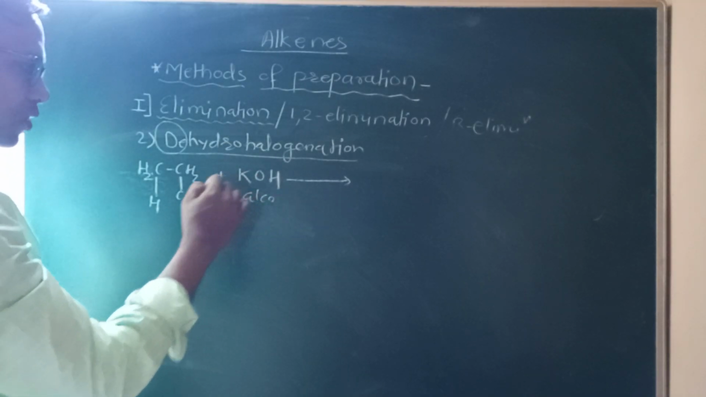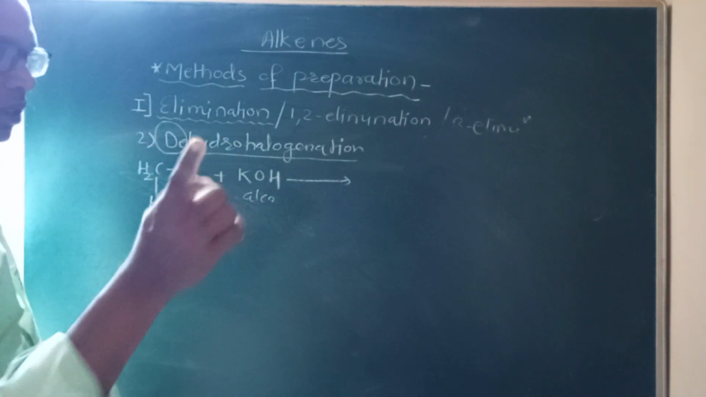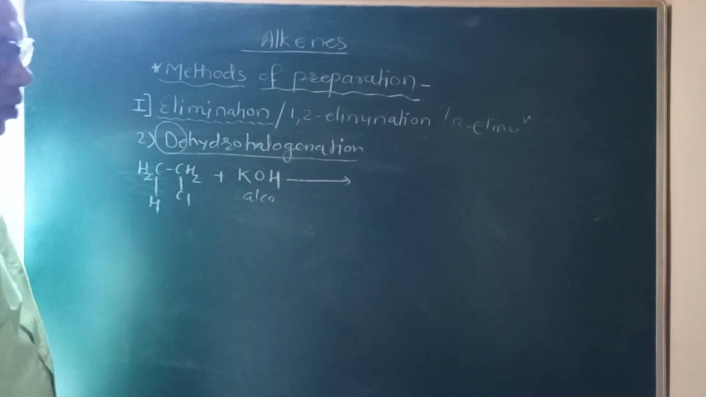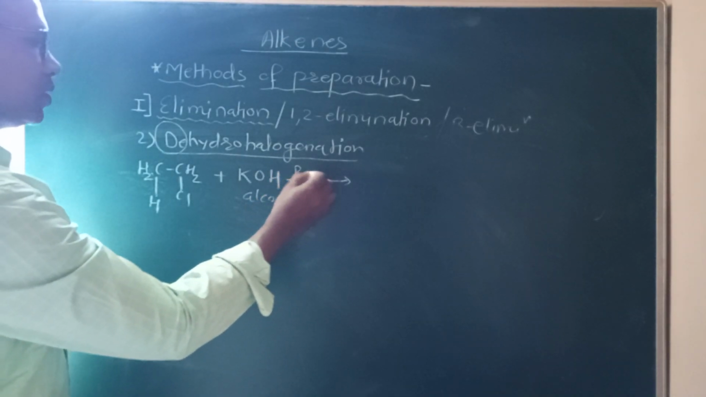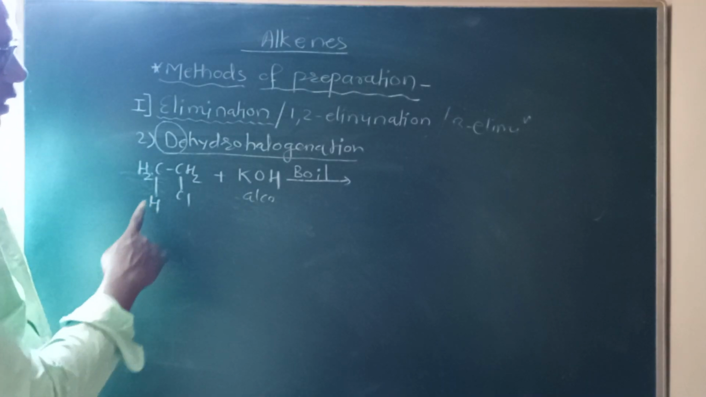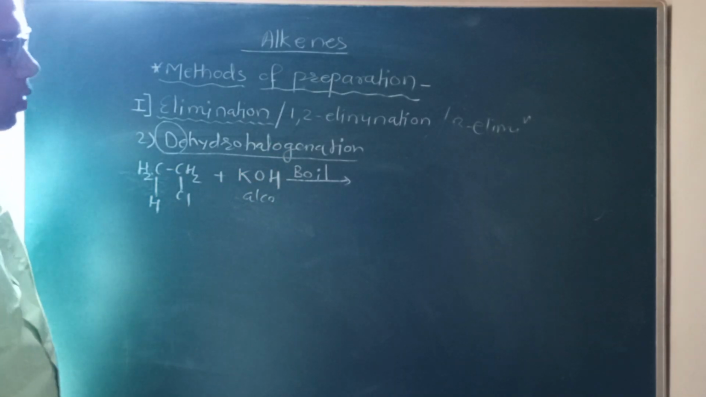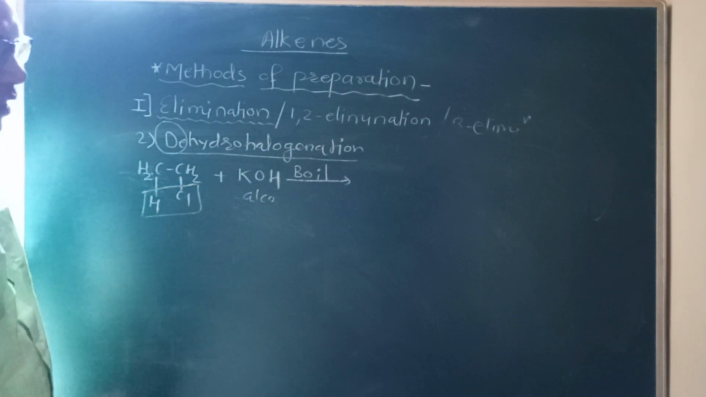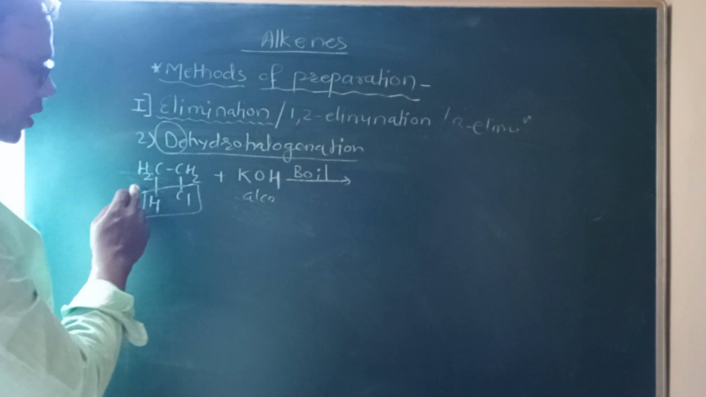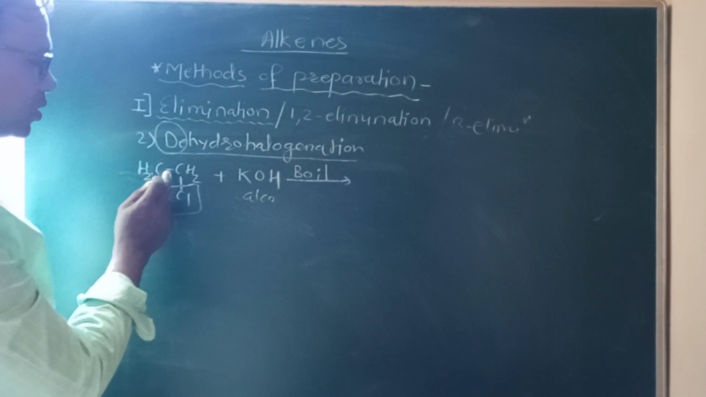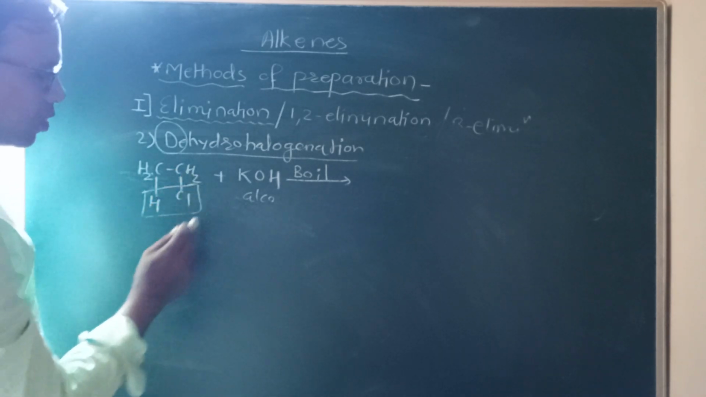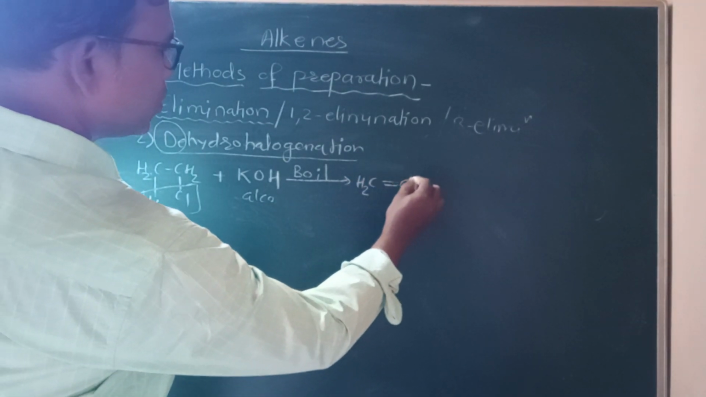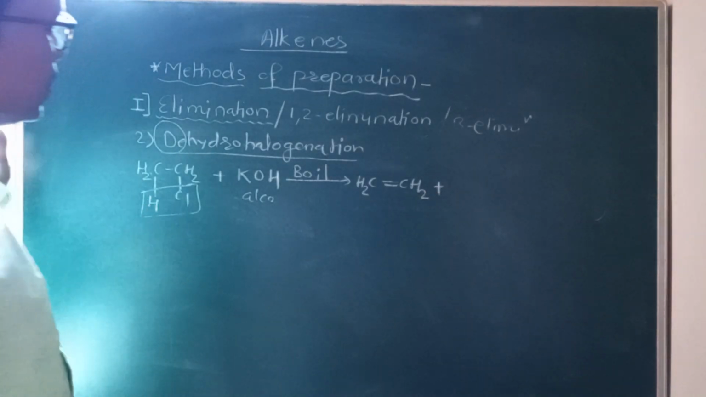But instead of alcoholic KOH, if you use aqueous KOH, then a substitution reaction occurs, and the product of substitution of alkyl halide is not alkene, it's alcohol. So we have to boil or heat this reaction mixture. When alkyl halides are heated with or boiled with an alcoholic solution of KOH, they lose a molecule of HX, that is HCl in this case, giving alkene. Again, H leaves, the electron pair gets shifted between these two carbons, and Cl departs by taking this electron pair, giving this alkene, CH2=CH2, and there is no loss of what?